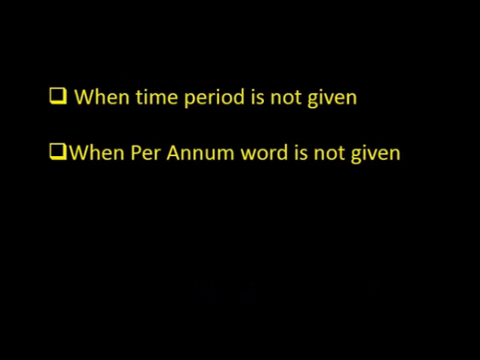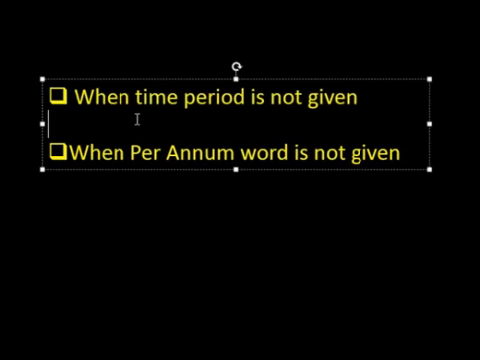For example, sometimes the time period is not given for the drawings, and sometimes the word per annum is missing. So first we will discuss when the time period is not given with the drawing. I would like to show you one example here.